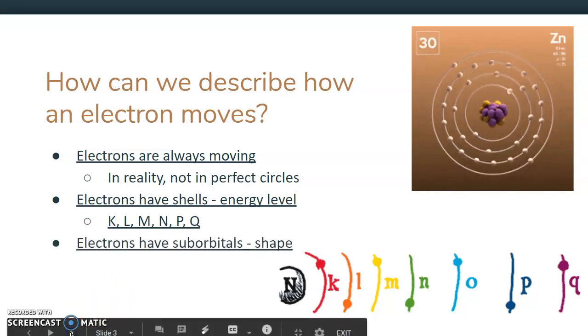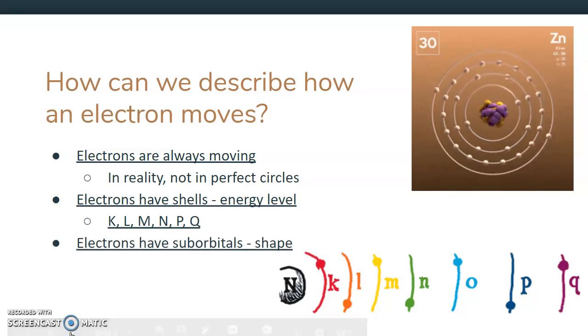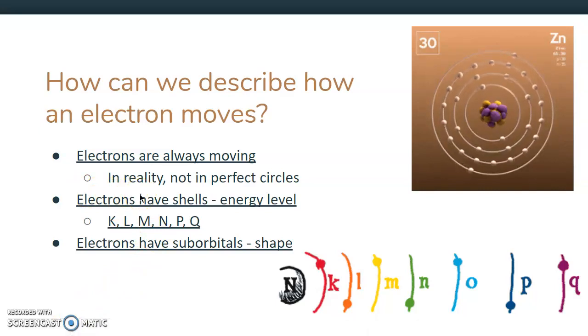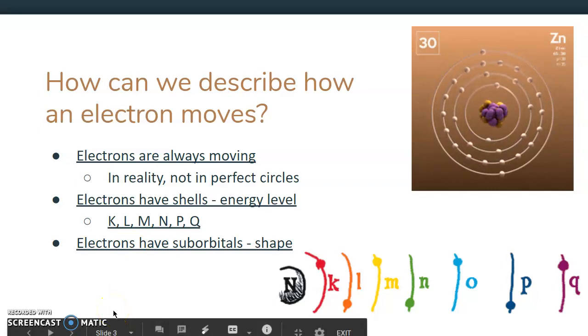And then all of our electrons have suborbitals, which help give it the shape. So our electron shells are our energy levels, and our suborbitals, or subshells sometimes they're called, are the shape of them. And those are labeled with lowercase letters of S, P, D, and F.